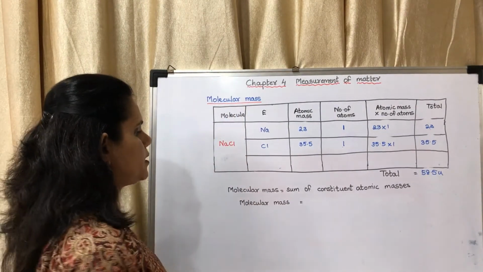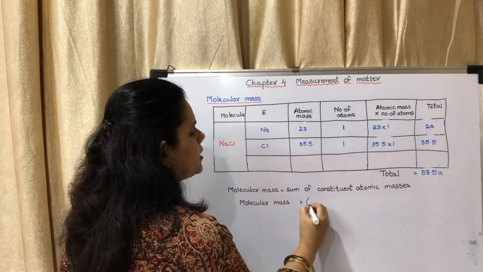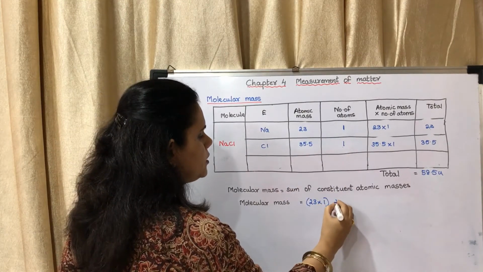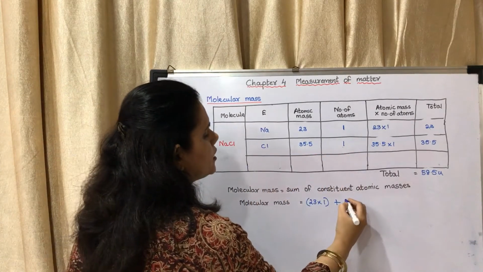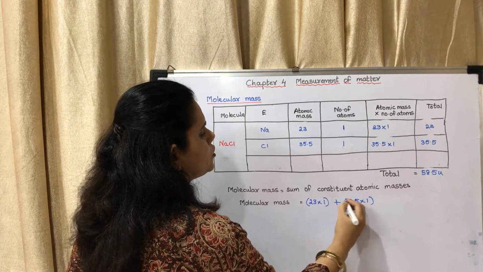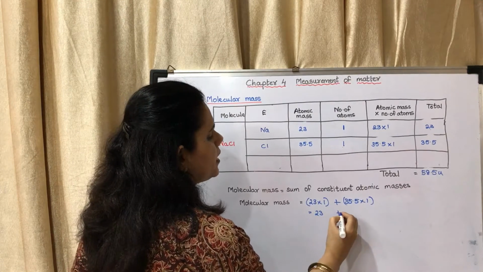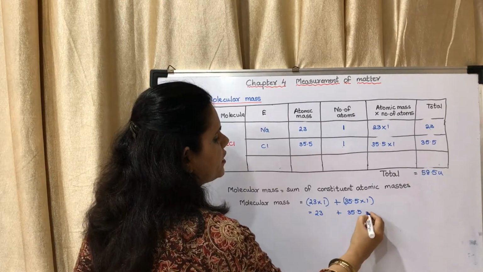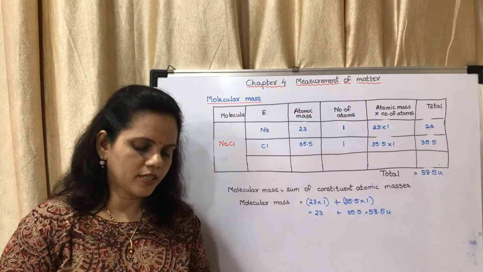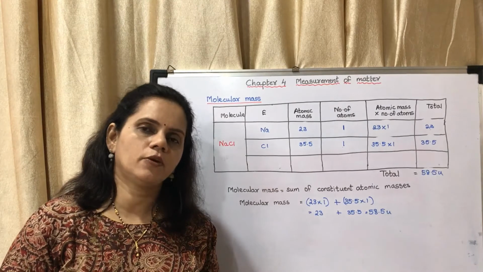Now the other method to find out the molecular mass. What is the atomic mass of sodium? It is 23. How many atoms? That is 1. Plus, what is the atomic mass of chlorine? It is 35.5. How many atoms? That is 1. So it will be 23 plus 35.5, which is equal to 58.5 Dalton. So what is the molecular mass of sodium chloride? It is 58.5 Dalton. You may copy this.